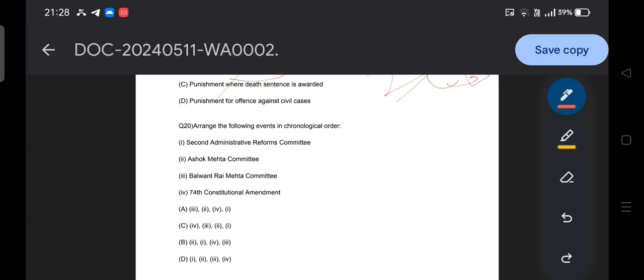Then next thing, arrange the following events in chronological order. Option A, Second ARC Reform Commission. Option second is basically Ashok Mehta Committee. Option third is Balwant Rai Mehta Committee. Option fourth is 74th Constitutional Amendment. So arrange in chronological order here.